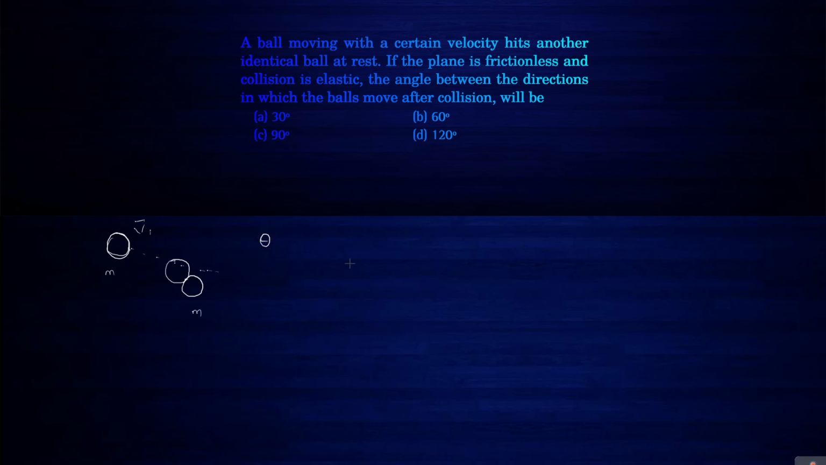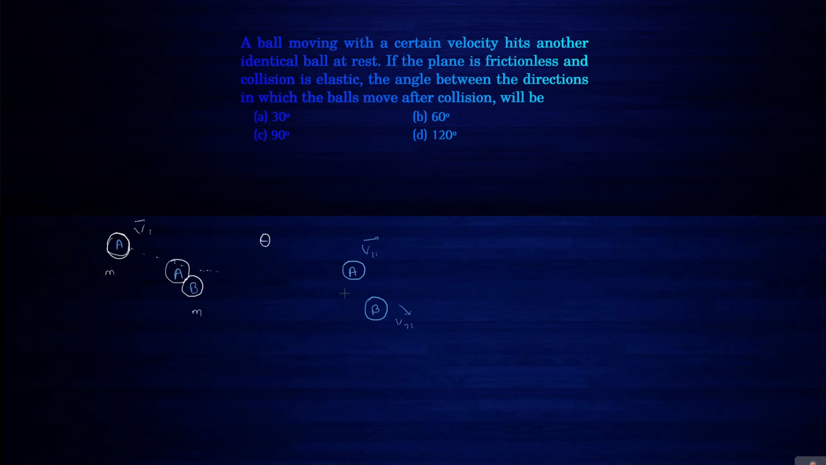And after the collision, let's say the first object, we will call this object A and this ball B. The first ball will be moving with velocity v11 bar, let's say, and the second ball will be moving with velocity v22 bar. So we need to find the relation between v11 bar and v22 bar.